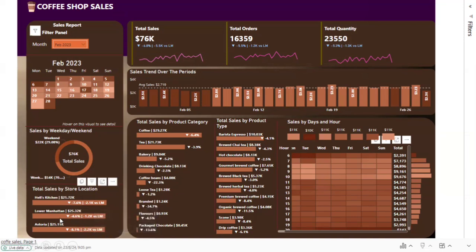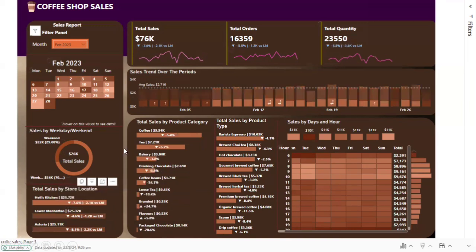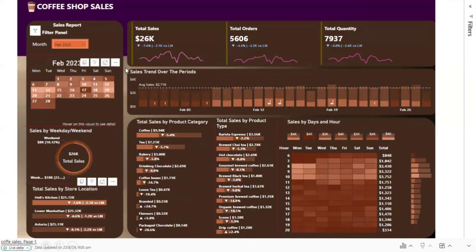But if you see here, the location that performed best in percentage compared to last month is Lower Manhattan, while the one that earned more revenue in February is Hell's Kitchen. So we analyze on the basis of each shop location. In February, Hell's Kitchen got 26K in revenue, a 7.6% decline, that is 2.1K. In total orders, a 4.4% decline, and in total quantity a 4.8% decline, which is 3.4K.